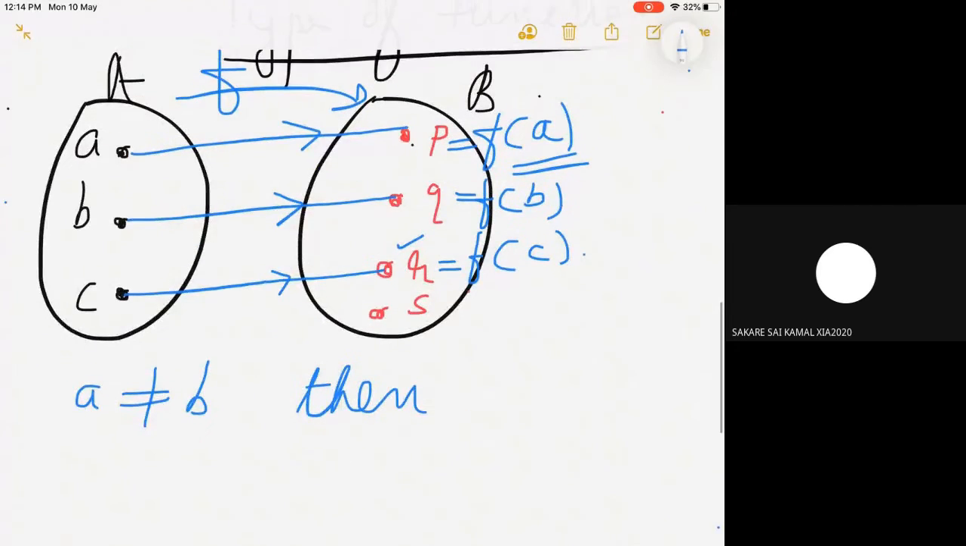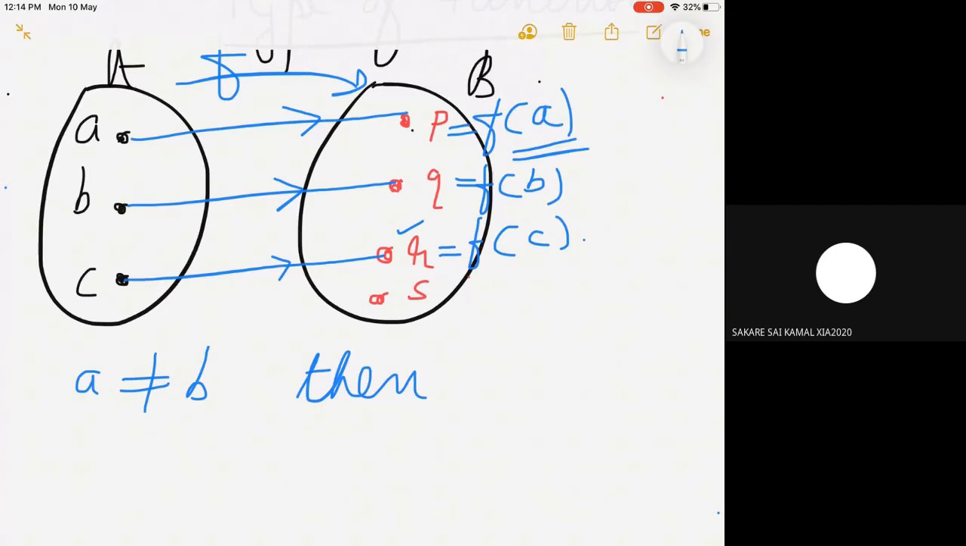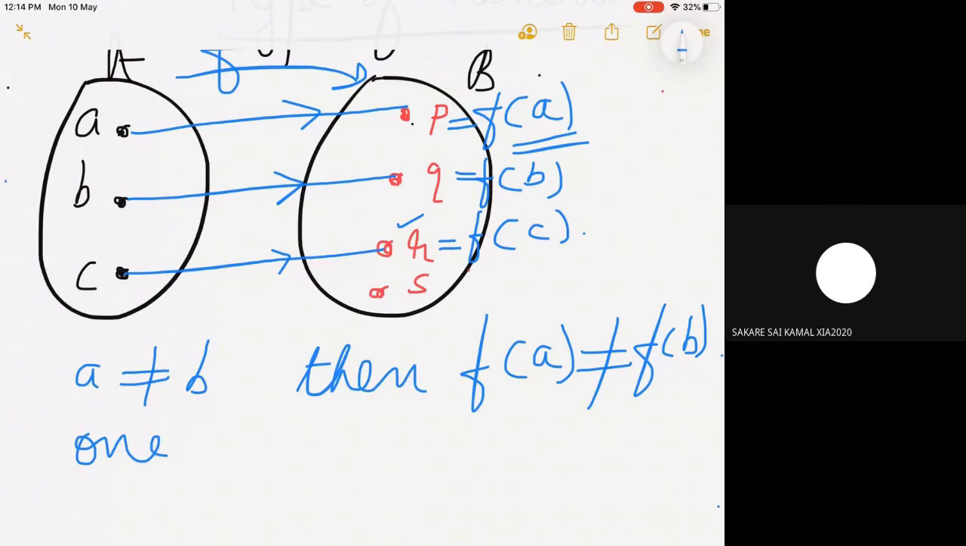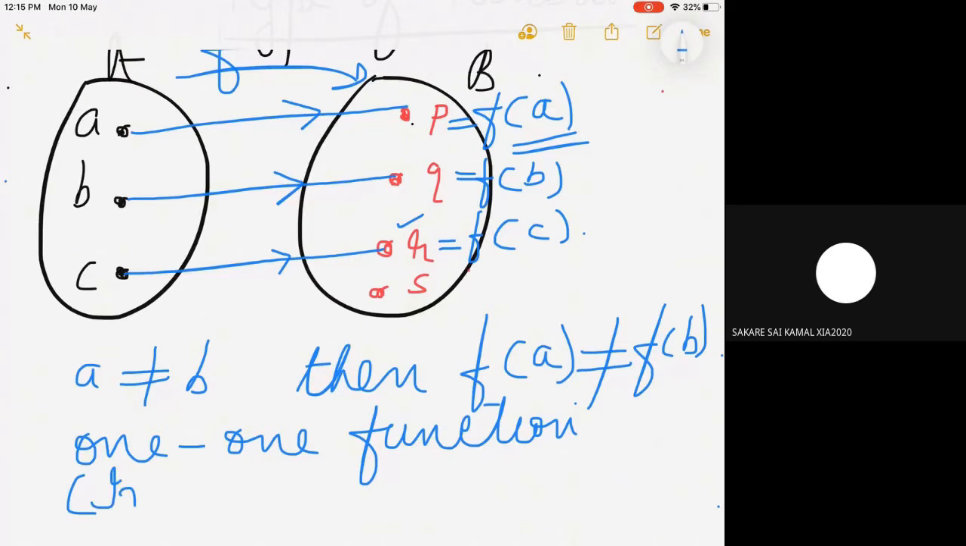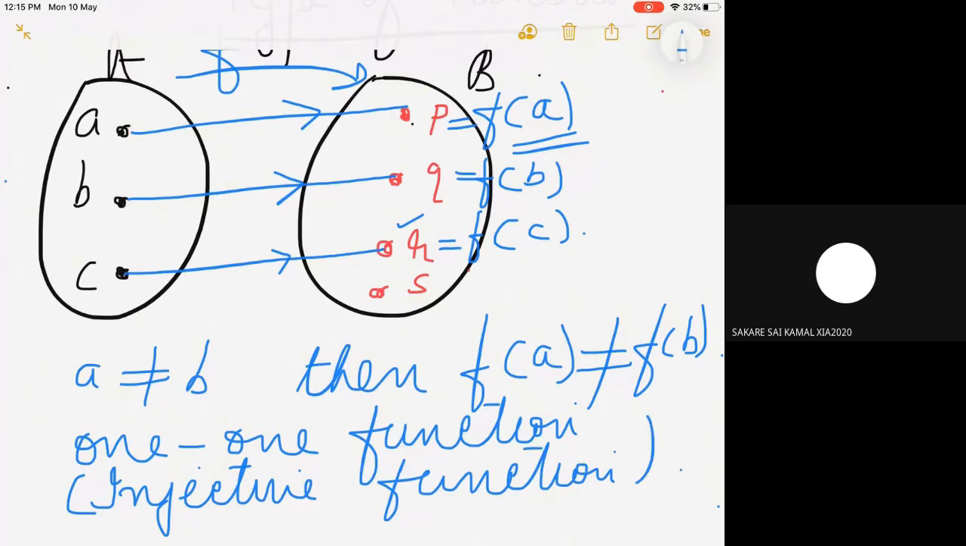So a one-to-one function means when A is not equal to B, then their images are also different, that is, f(A) is not equal to f(B). Such types of functions are known as one-one functions. One more name is there: it is also known as an injective function. You will get this concept clear if you go to another example.